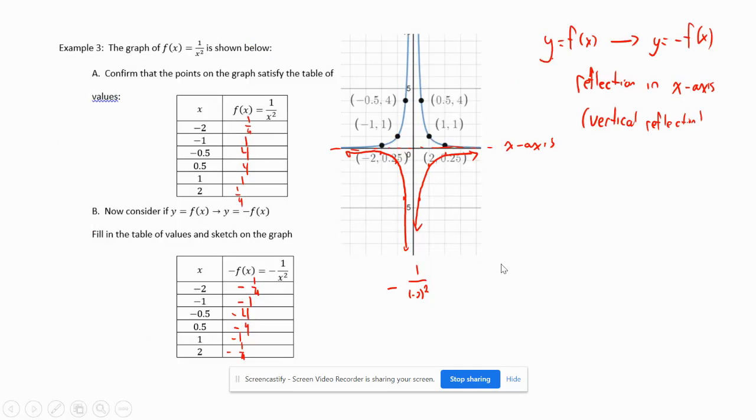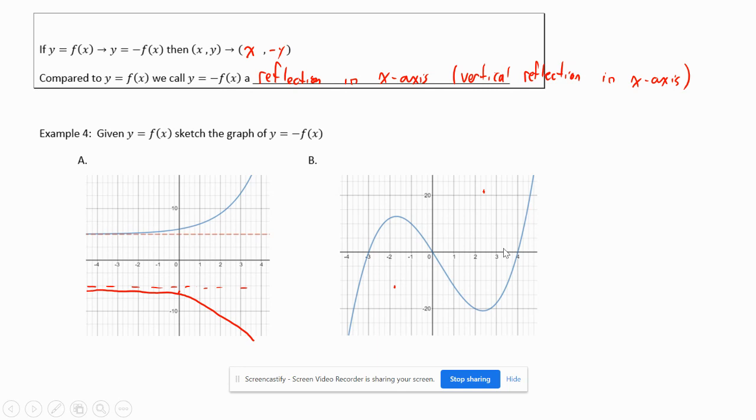So what we're going to see is that these points, which are actually on the x-axis, on the reflection line, are all going to stay the same. We have a name for these guys. We'll call these guys invariant points, and we'll talk about those in a sec.